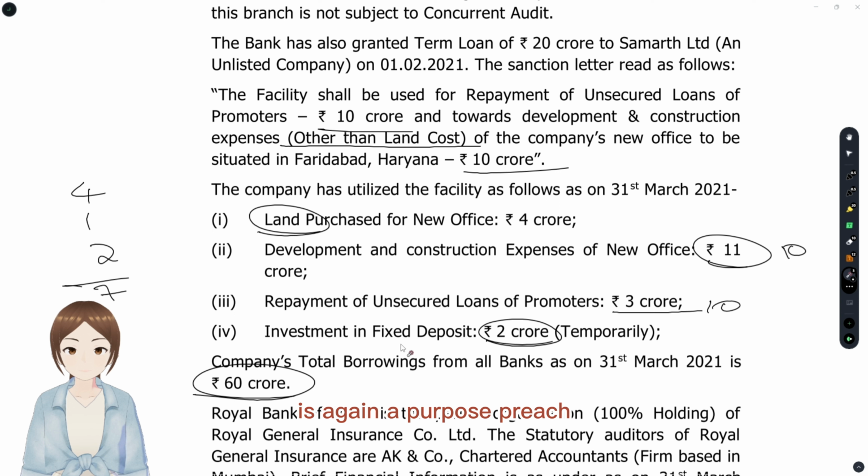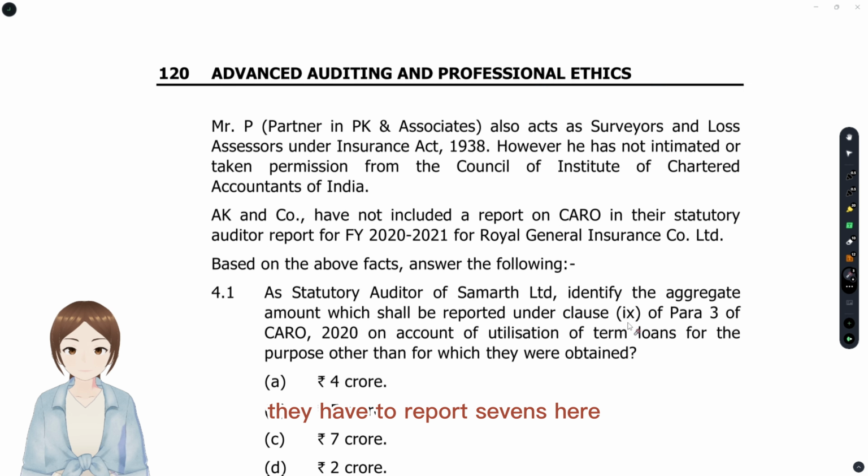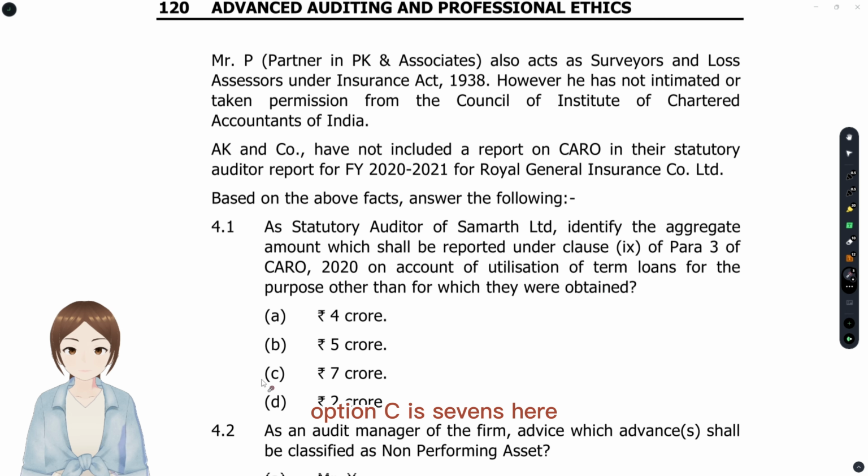Investment is again a purpose breach, so they have to report this 2 CR also. In total, they have to report 7 CR. Yes, option C is 7 CR. They have to report under clause 9 as they have transferred the purpose for that.